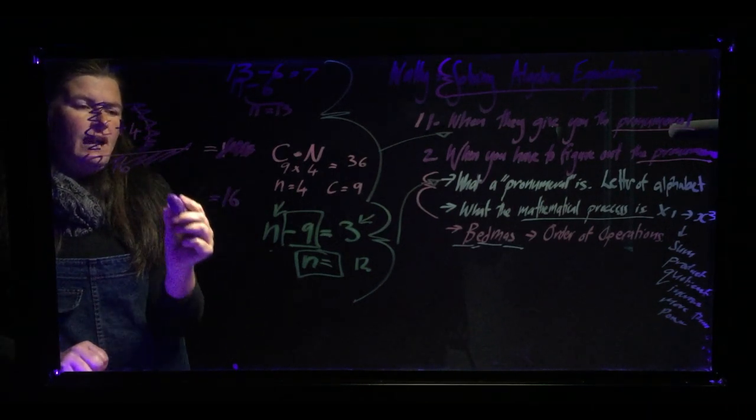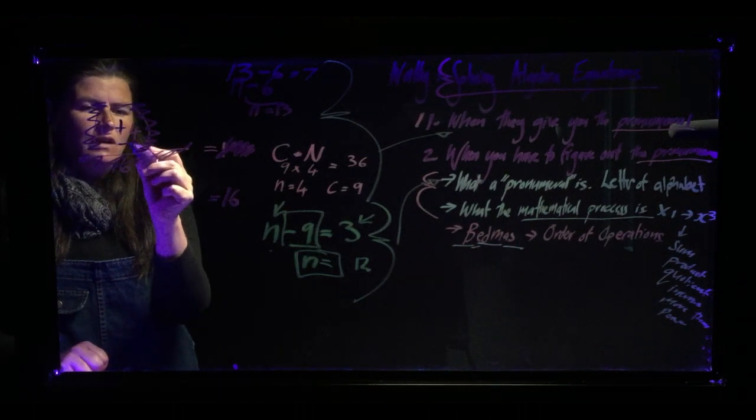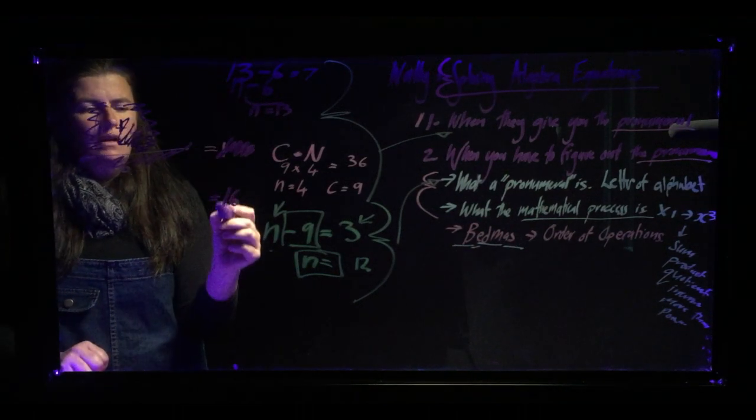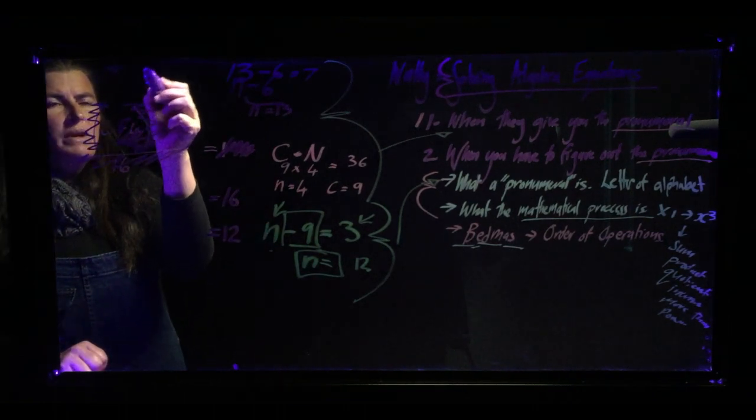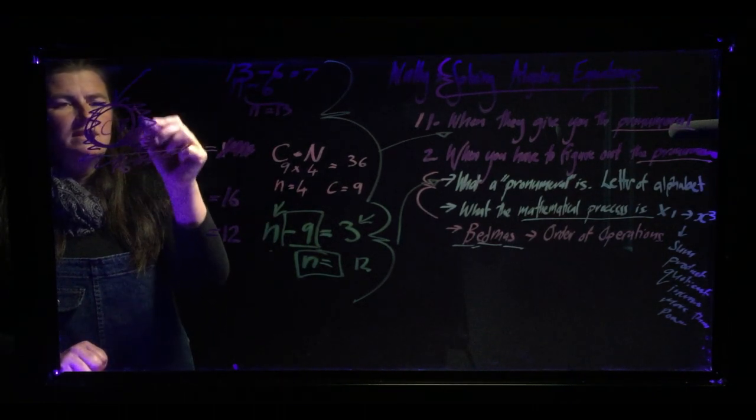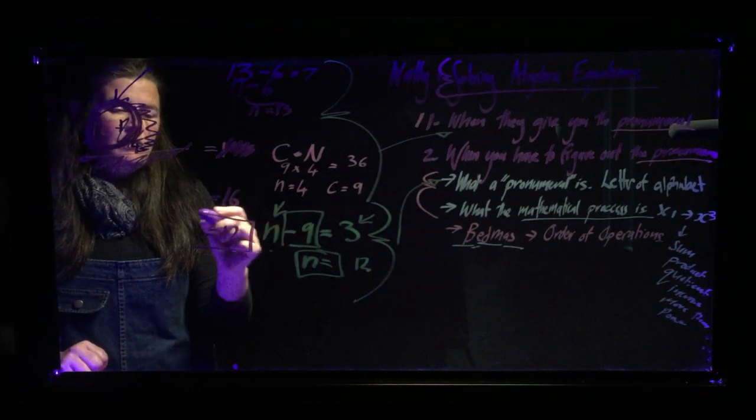So this had 4 added, so we're going to take away 4. Take away 4 would give us 12. So all we're left with is the pronumeral c being equal to 12.